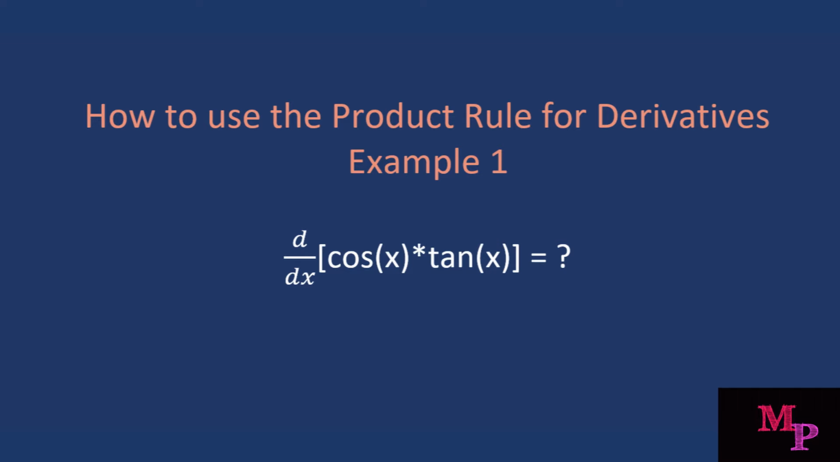Today we're going to be going over an example on how to use the product rule in order to solve the derivatives of two functions being multiplied together. So our example for today is going to be taking the derivative of cosine of x times tangent of x.